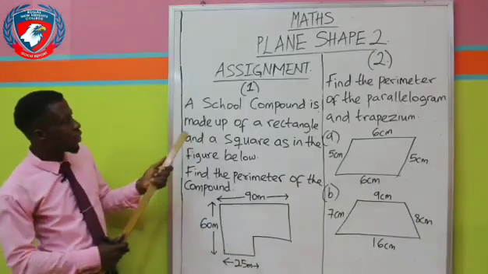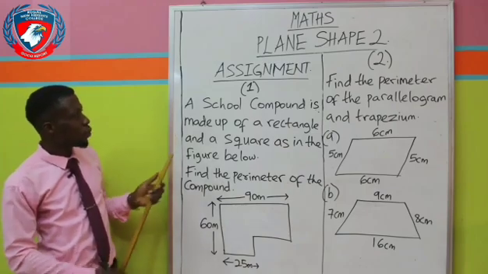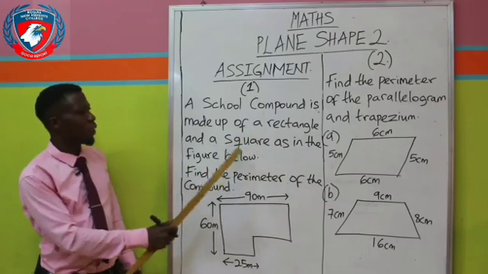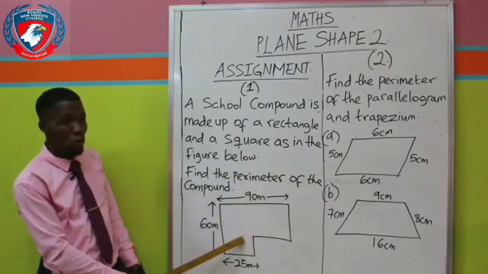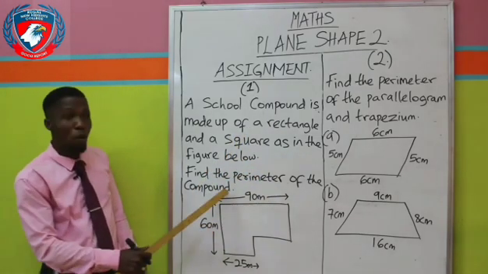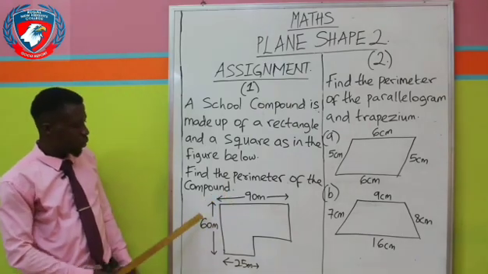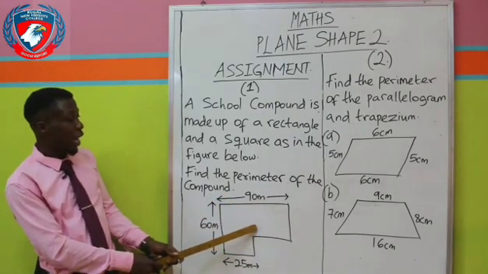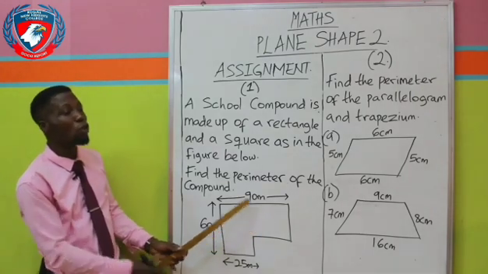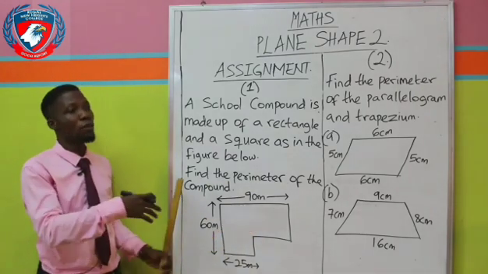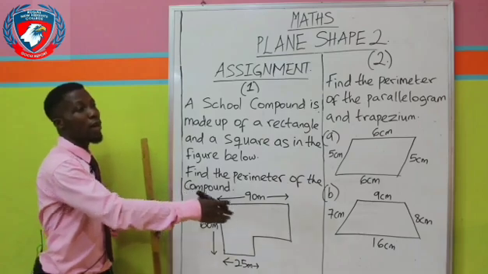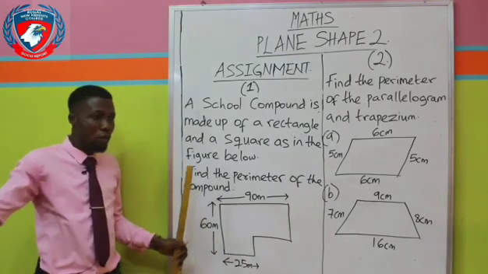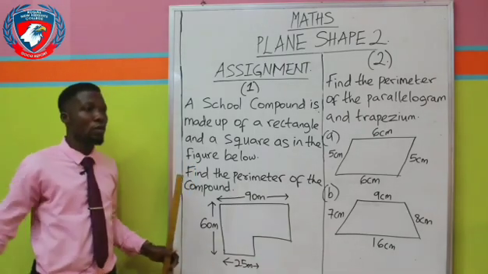Now, these are your assignments, which I'm going to read. A school compound is made up of a rectangle and a square, as in the figure below. Find the perimeter of the compound. I have 60, 90, 25. You should solve the perimeter of this compound using the illustration which I gave of this school, Ribu College. That is, if you want to calculate the perimeter of the size of the compound.